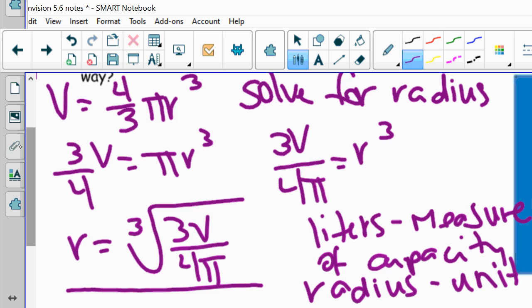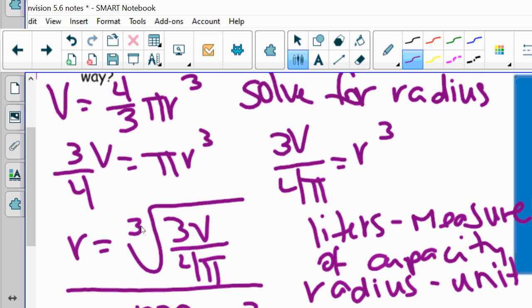So we're going to do centimeters. The conversion rate: 1 liter is equal to 1,000 cubic centimeters. We're going to use that. So for 4.5 liters, I need to multiply that by 1,000. It's going to be 4,500 cubic centimeters. So that's the volume we're going to use.